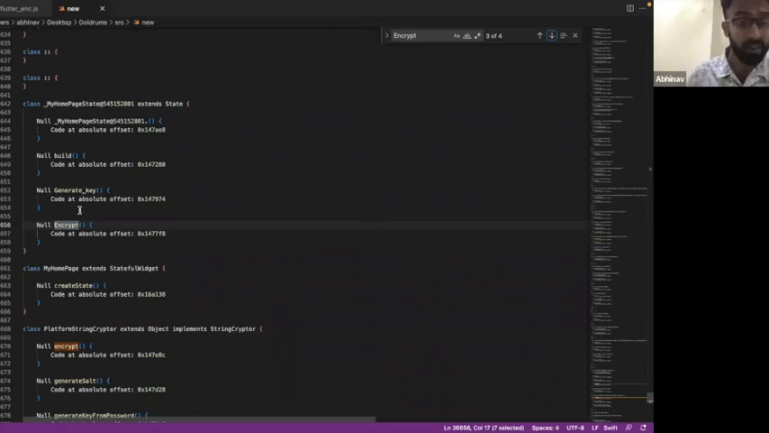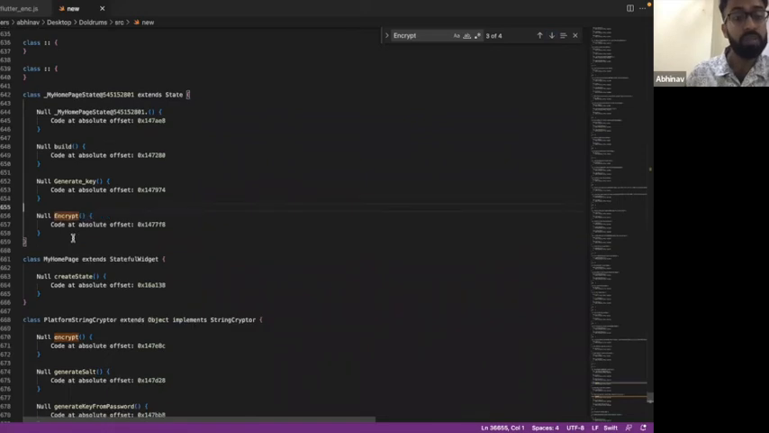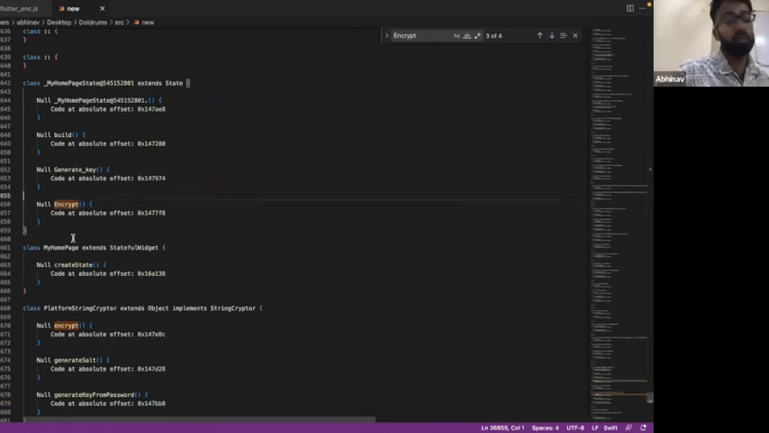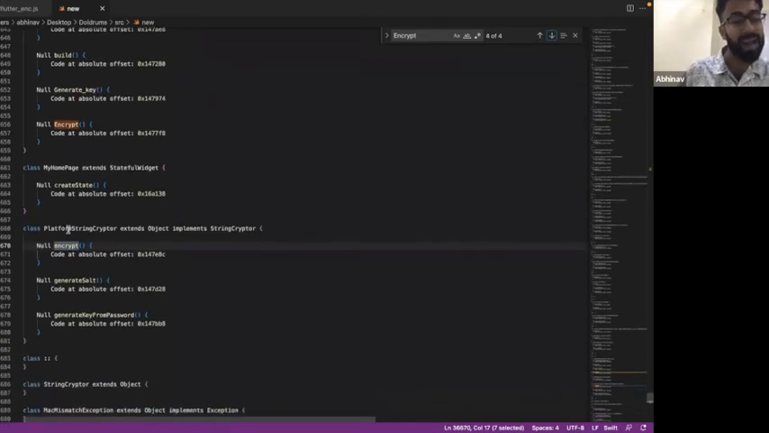There is an encrypt class, both of which are being called from the home page. Now there is one more left. This looks interesting. We can explore this, but let's see if there is an easier one that we can find. The next encrypt that we see is from a class called platform string crypter.